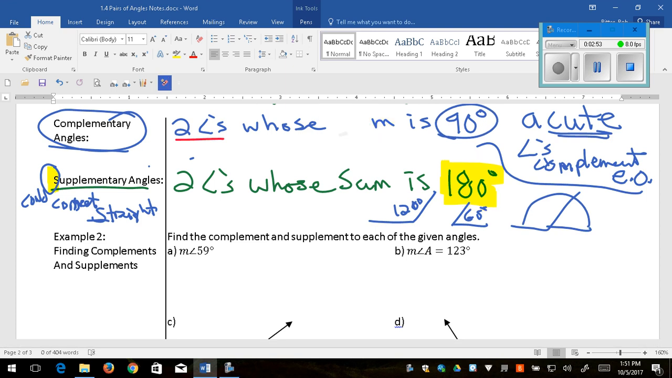And it's not letting me get rid of that. Oh well. All right, scrolling down, finding the complement of an angle.